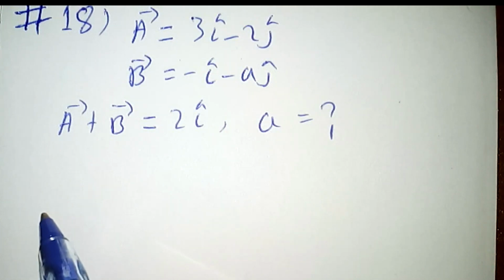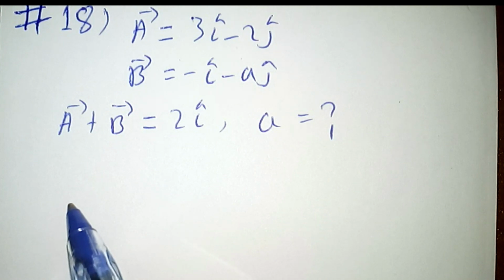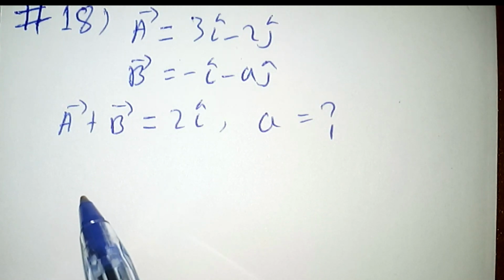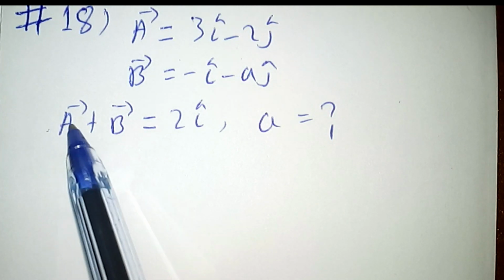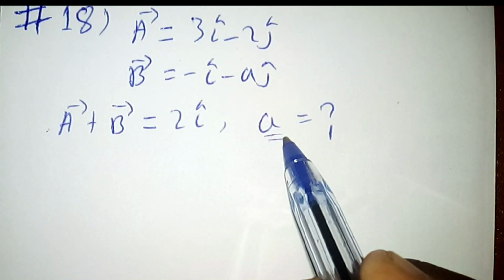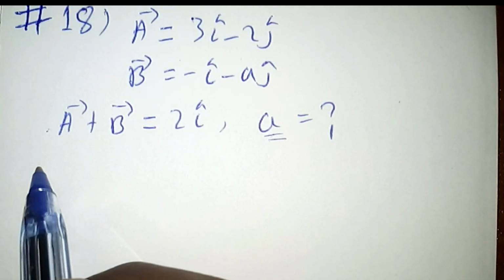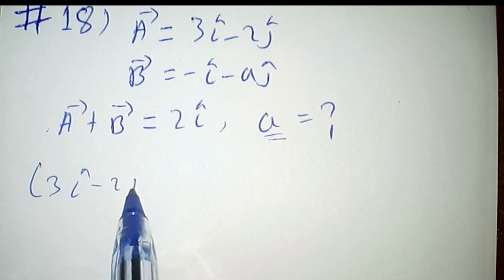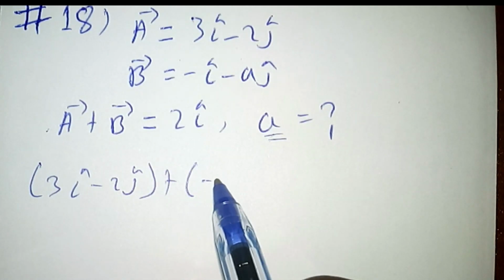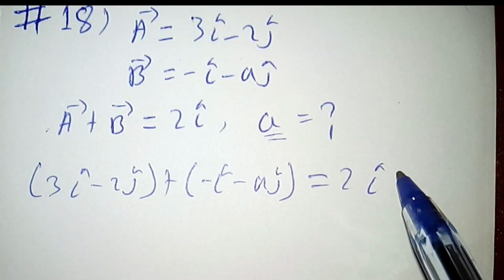Okay, two vectors A and B are given. Vector A is 3i minus 2j and vector B is minus i minus aj. Both vectors are lying in the xy plane. That means they have x and y components such that A plus B is equal to 2i. Then what is the value of a? So we can add these two vectors together. A plus B means 3i minus 2j plus minus i minus aj, which must be 2i.